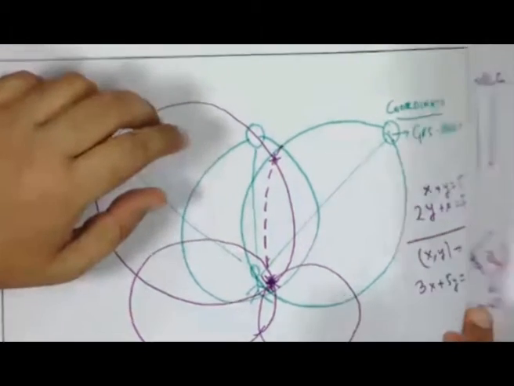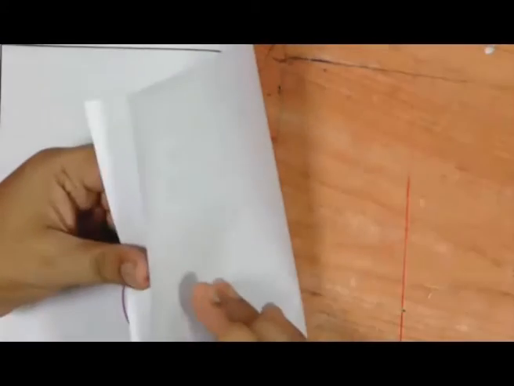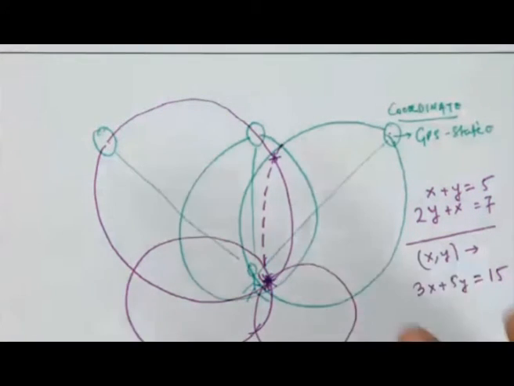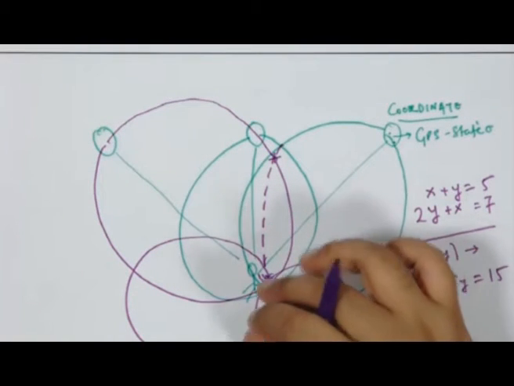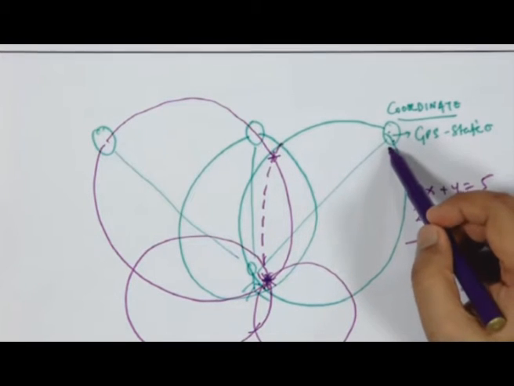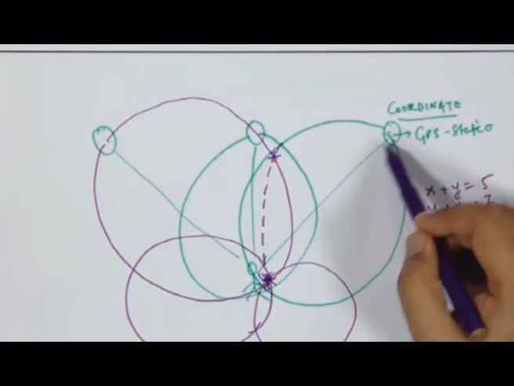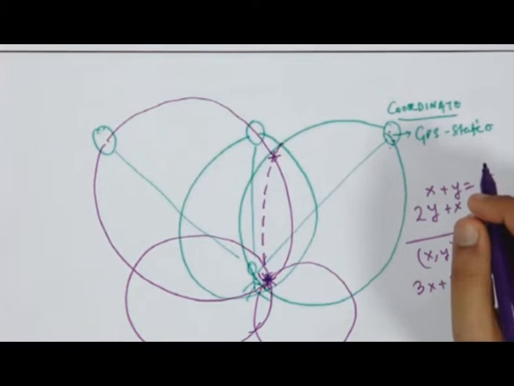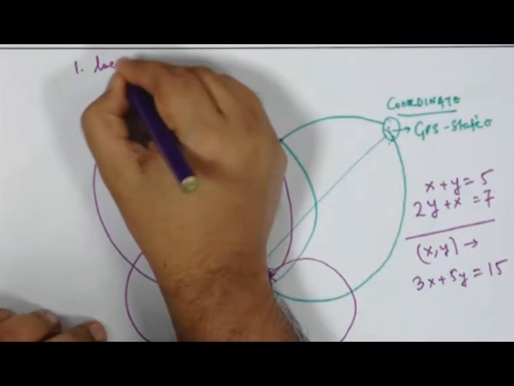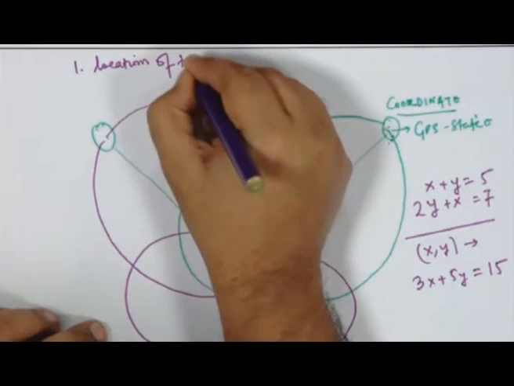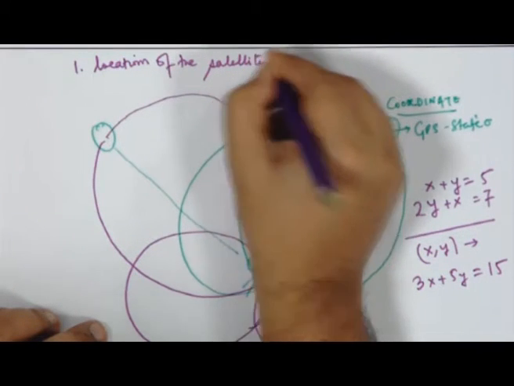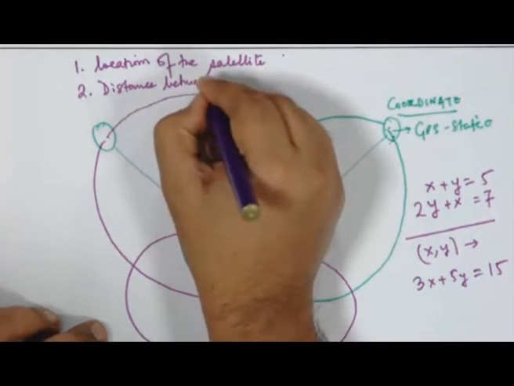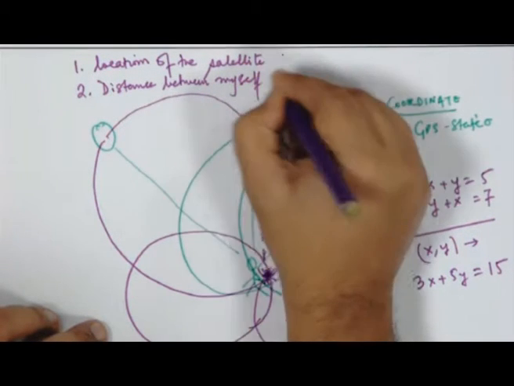This is the question I am asking you now, that I have two unknowns. Even before going on, let me make it very clear. I want to localize. I know two things: I know the location of the satellite, and I know the distance between myself and the satellite.